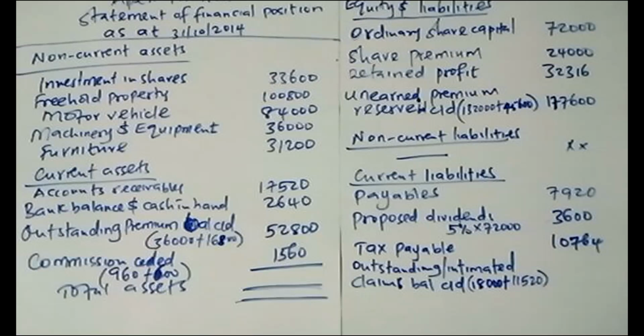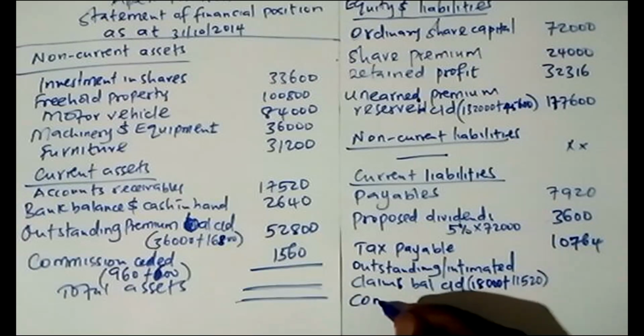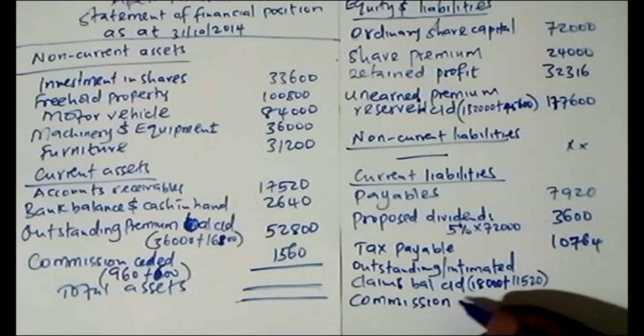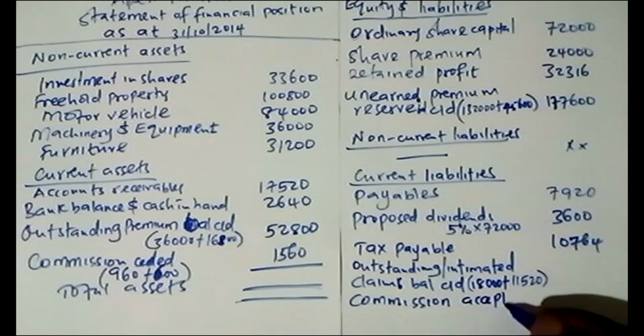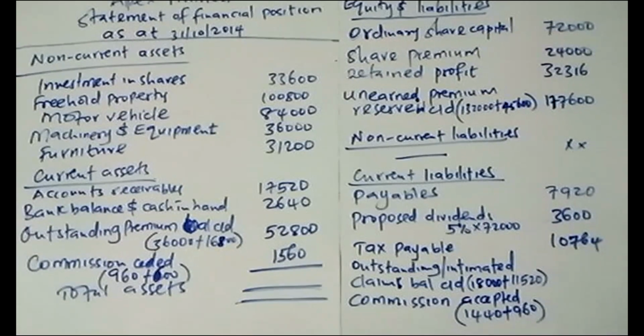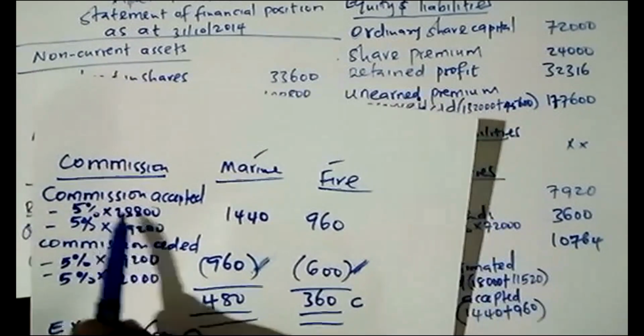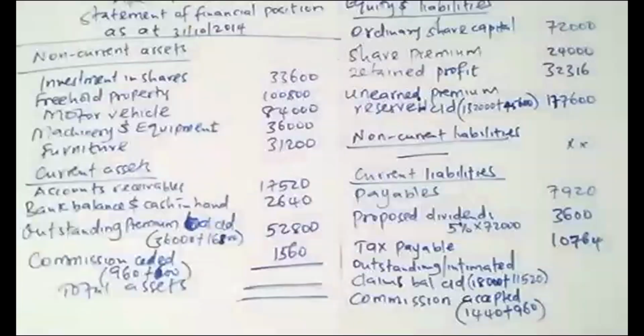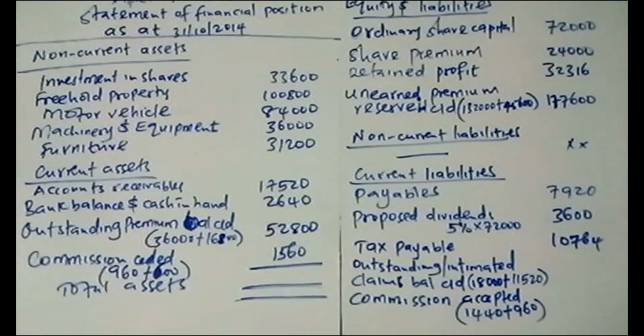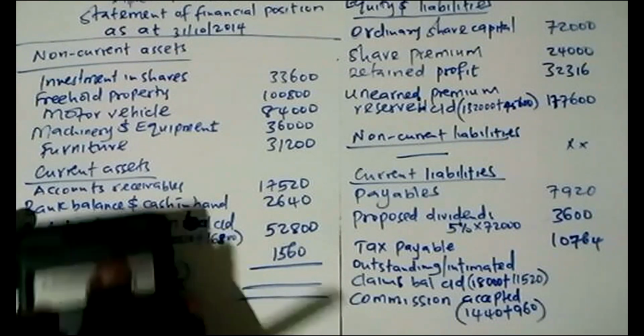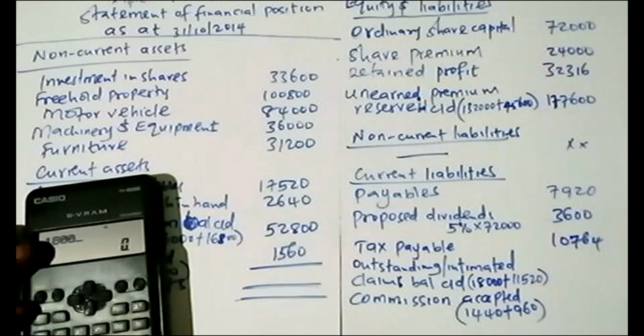Then finally, we have the commission accepted. Remember, these are about the commission they have to pay due to the reinsurance premium they received. That is why commission ceded was an asset. So commission accepted is what they are going to pay due to the premiums they received from another insurance firm. So you add the two. You remember how we got the commission accepted. So up to that point, I can say that we are almost done with the question. The only thing remaining is adding these two, then confirming if it's balancing.